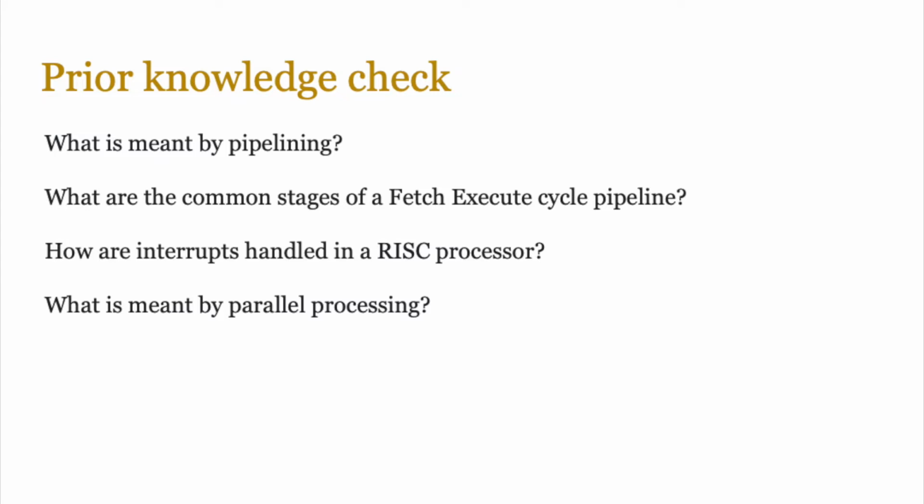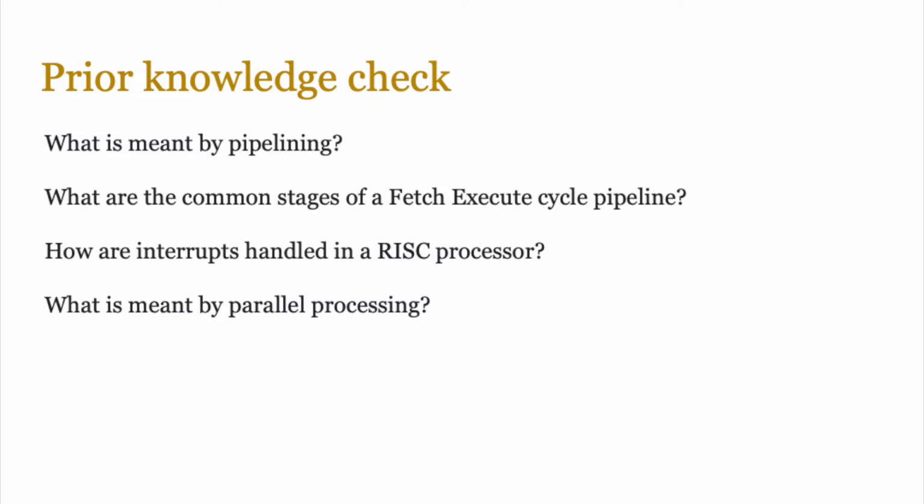Now, pipelining basically means that you're allowing several instructions to be processed simultaneously without having to wait for a previous instruction to finish. And the common stages of a fetch-execute pipeline are instruction fetch cycle, instruction decode cycle, operand fetch cycle, instruction execution cycle, and the write-back results process.